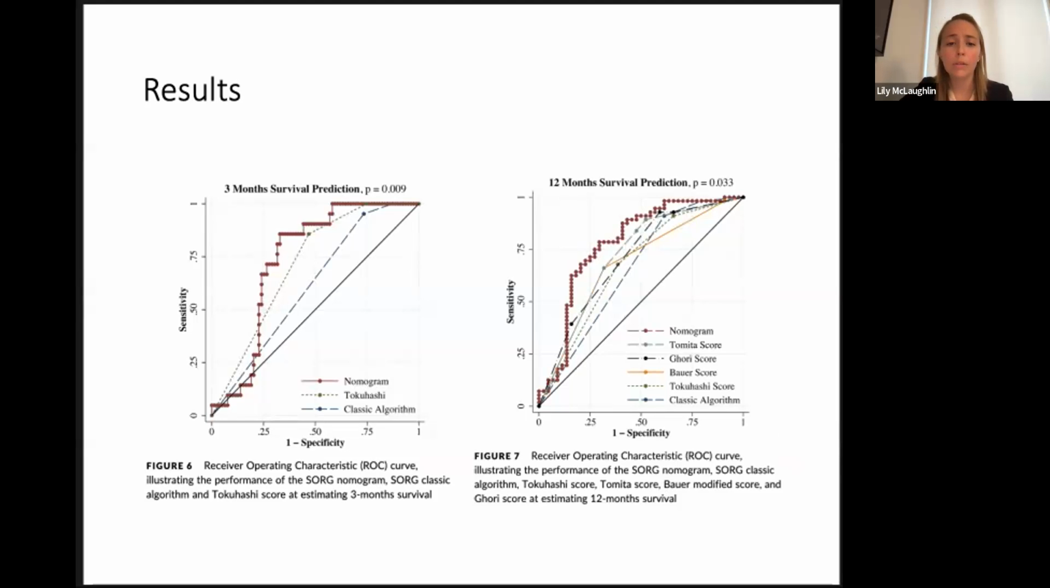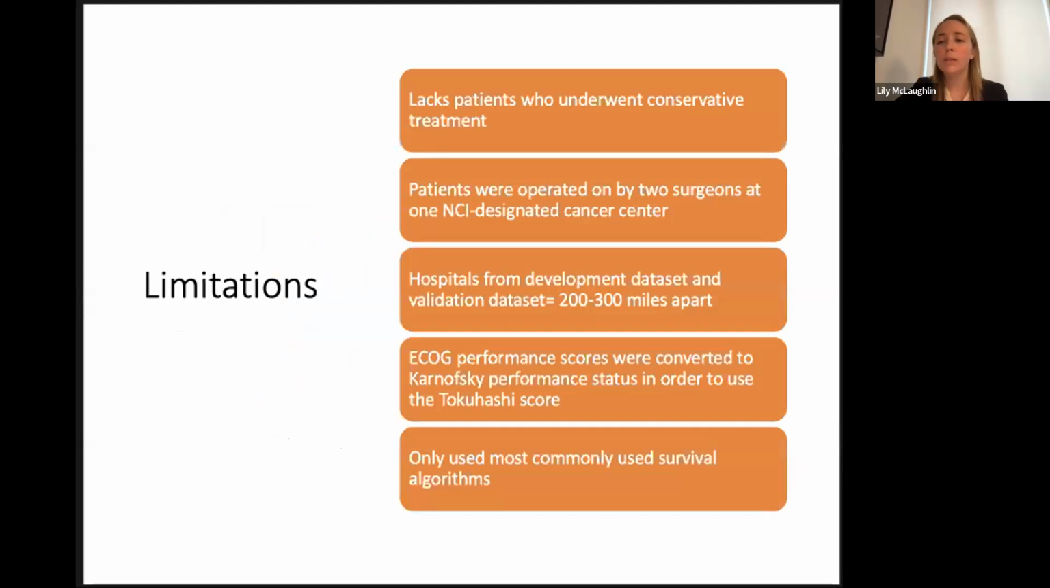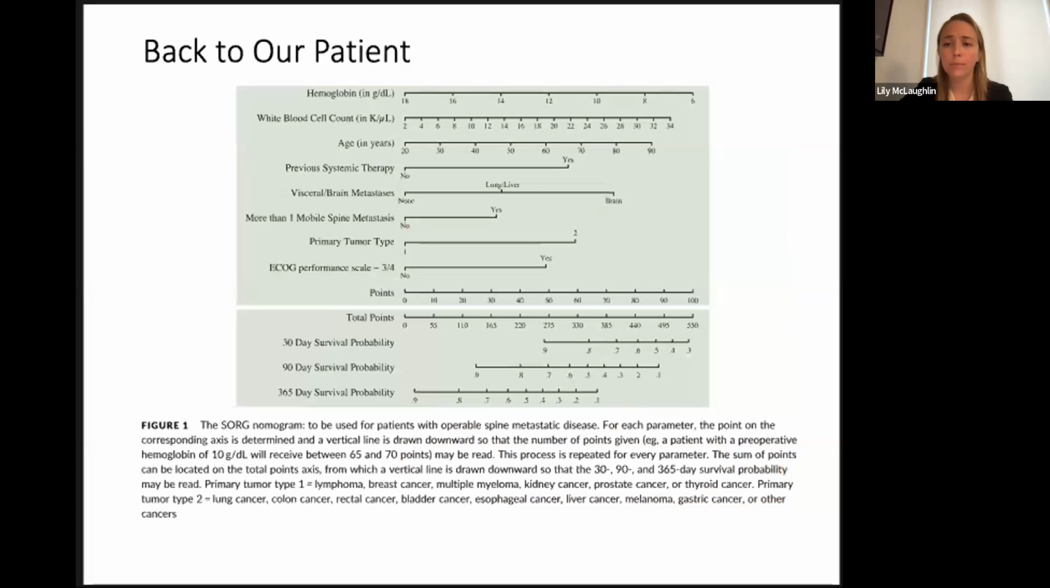So some limitations of the study are mainly centered around the generalizability. First, patients who underwent non-surgical or some more conservative treatment options were not included. Additionally, our patients were only operated on by 2 surgeons at a single institution who likely shared similar decision-making when it came to bringing the patients to the OR. And lastly, the 2 hospitals, Mass Gen and MSK, are fairly close to one another in terms of geographic distance, so this may not represent a diverse enough patient population.